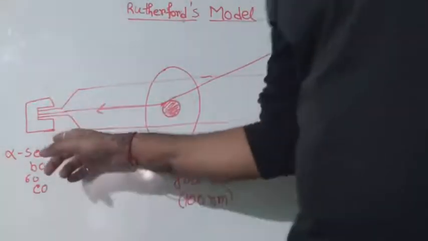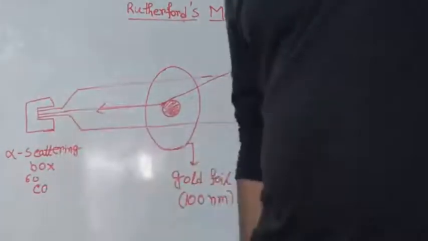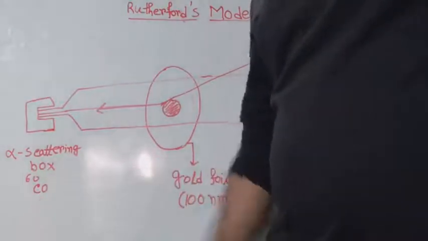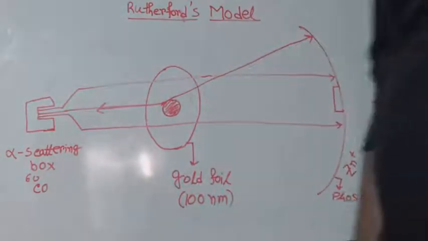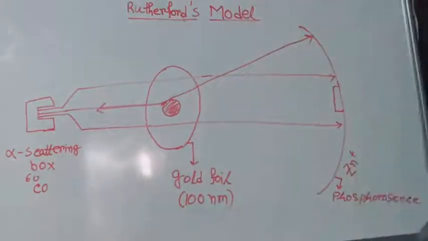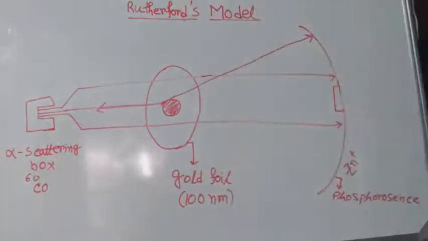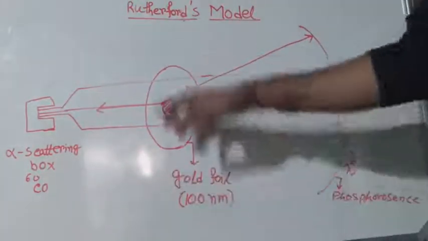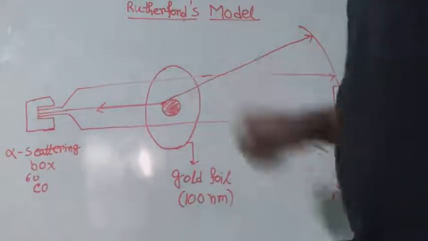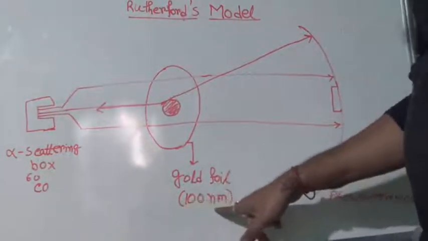At first, this is an alpha scattering box, or alpha scattering element. In this box, the alpha particles are emitted. An example of an alpha particle source is cobalt 60. Cobalt 60 is used for cancer therapy and it is an alpha particle source. And this is the gold foil, and it is the most important thing in this experiment. It is a gold foil and its thickness is 100 nanometer.